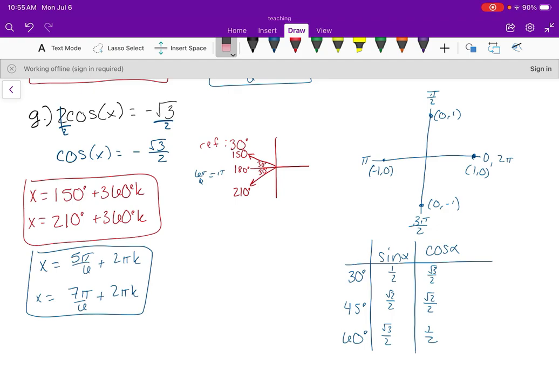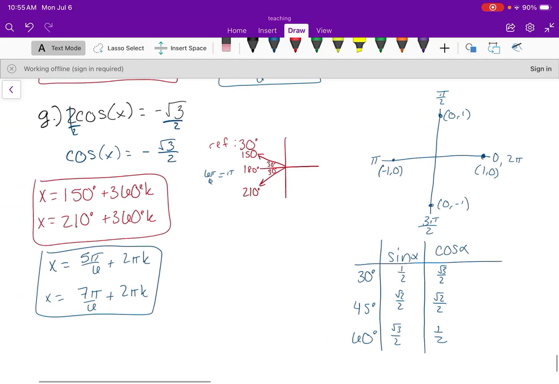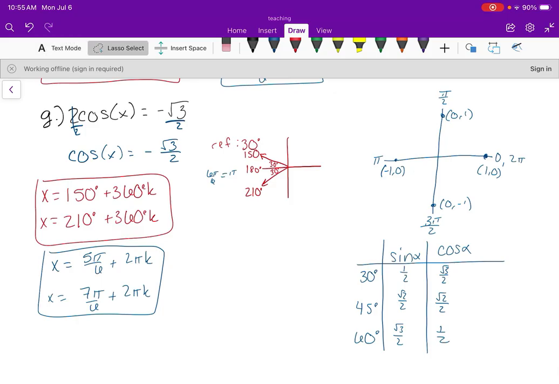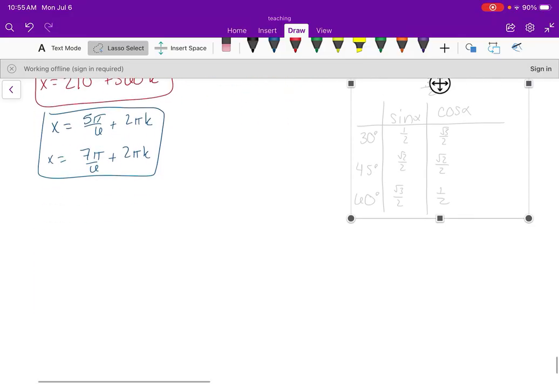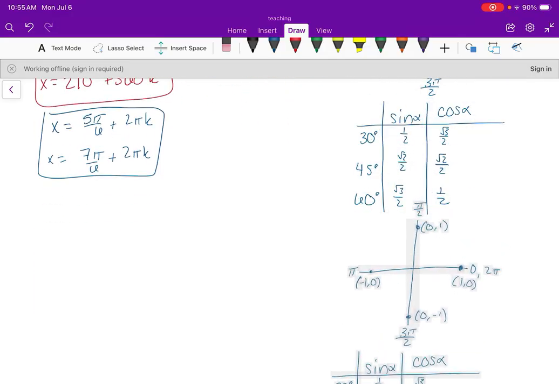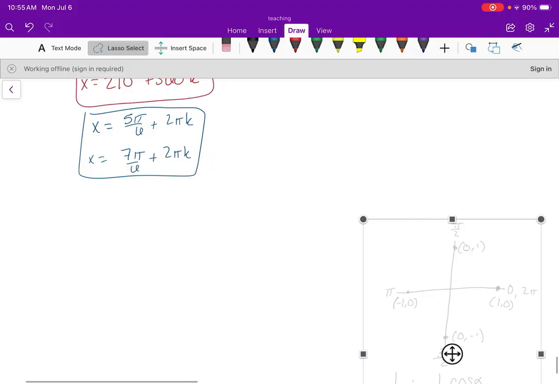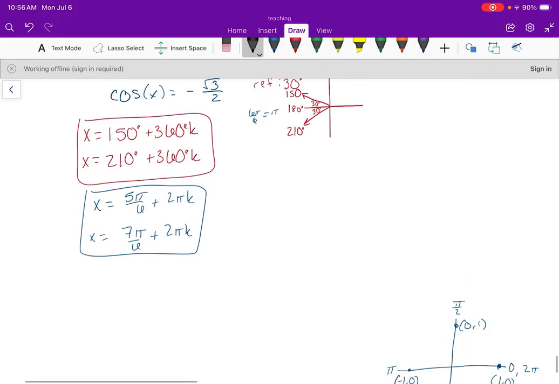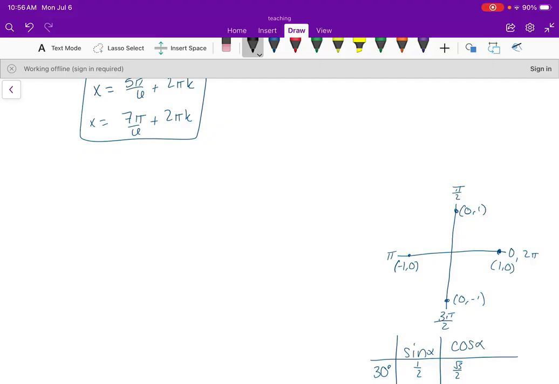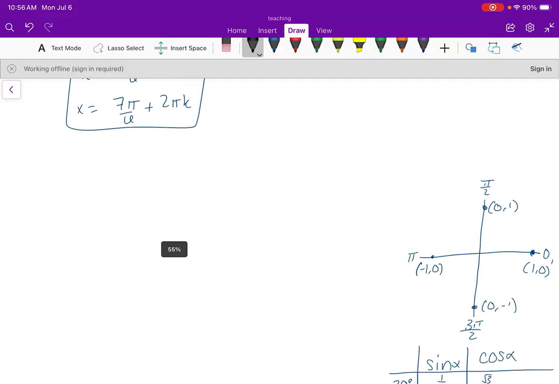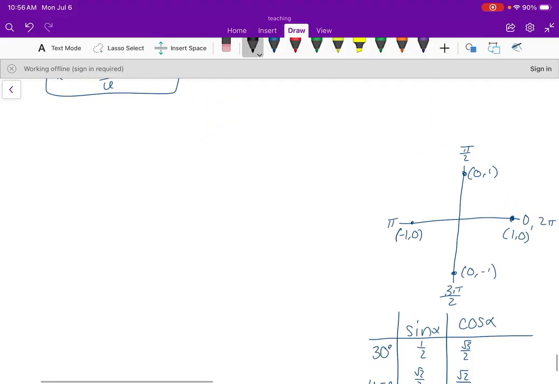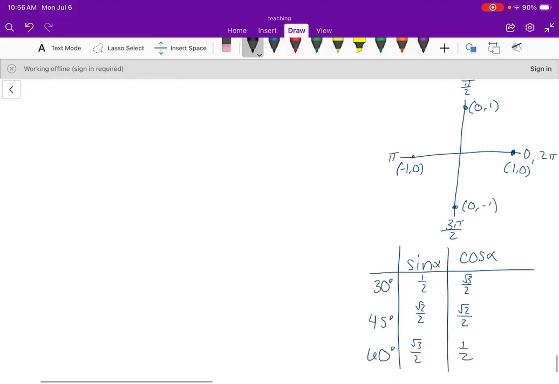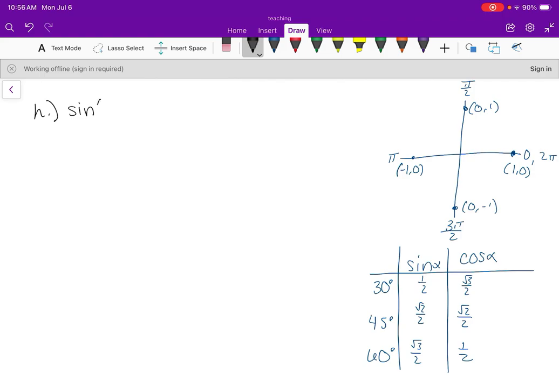And I'll also do one more, maybe for sine being negative. Again, I'm just trying to make sure I show you all the kind of options. I can't show you everything, obviously, but all right, this would be part H, and we'll do sine x.